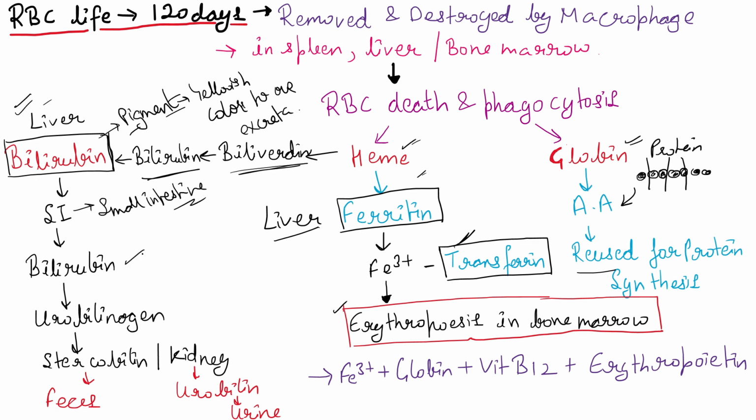Now the bilirubin would be converted into urobilinogen, and then urobilinogen will be converted into stercobilin, and stercobilin would be released into the feces. And then if it goes into the kidney, it will convert into urobilin, and then it will form the urine. So this was all about the RBCs.